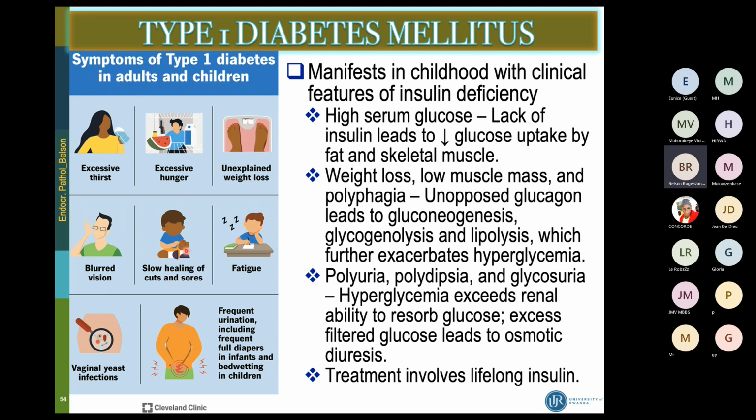So vaginal yeast infections, ibi ni ukuvuga iki? Na yeast abantu bazifite, ariko niba ziteye clinical signs and symptoms, ni ukuvuga ko zanesheje immunity. So diabetes mellitus, it is one of the diseases causing immunodeficiency. So otherwise, they have frequent urination, including frequent full diapers and so on.